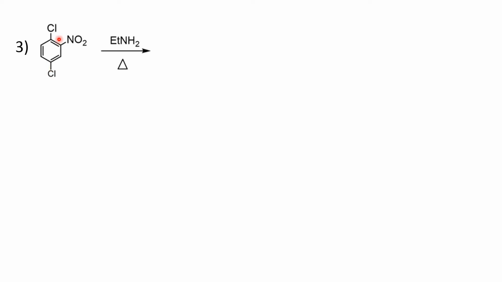Now, which chlorine will be substituted by the nucleophile? When it is in the ortho position, that means this chlorine which is in the ortho position, in that case, the carbanion will be stabilized by resonance participation with the nitro group. But when it is in the meta position, it will not be stabilized. That means this chlorine will be substituted by the nucleophile and you will get this product.